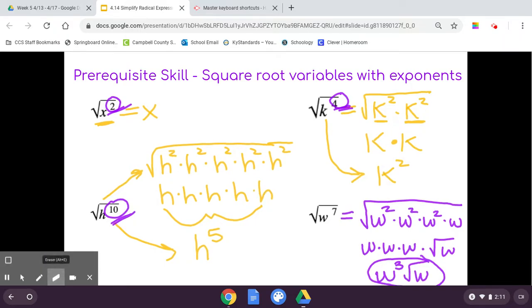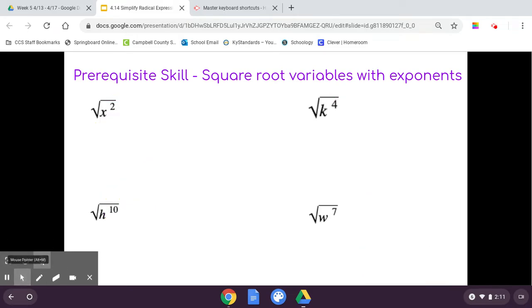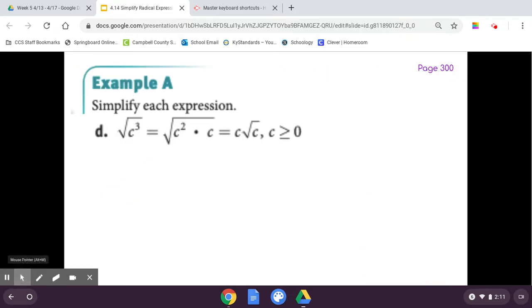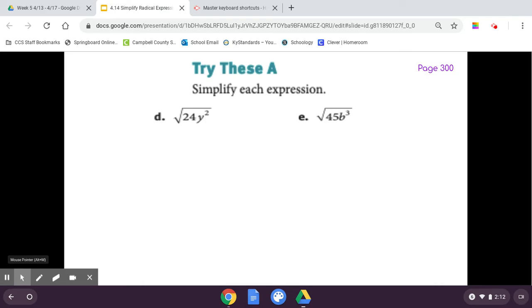All right, now that we've gone through a little bit of that, we are going to continue on. This is your example in your Springboard book on page 300. That's the same page that we were working on yesterday, except this is example A, D. All right, so now we have 2 of the try these. We're going to do these together, and then there'll be some for you to pause, do on your own, and check your answers later.